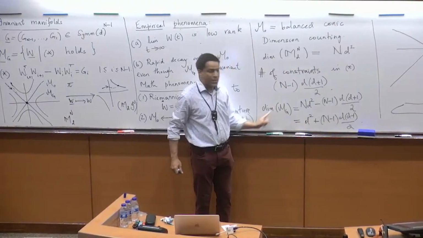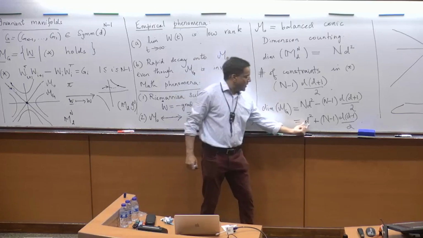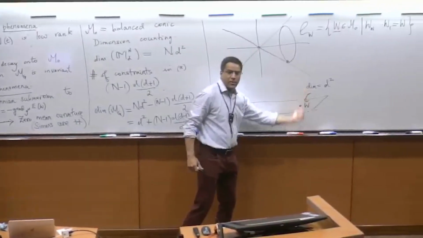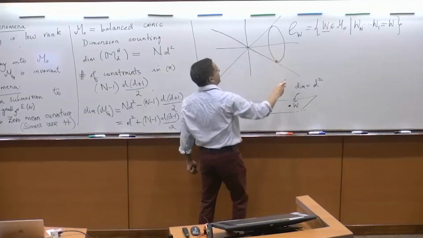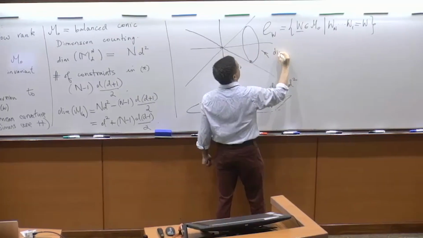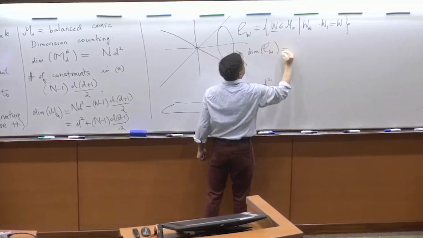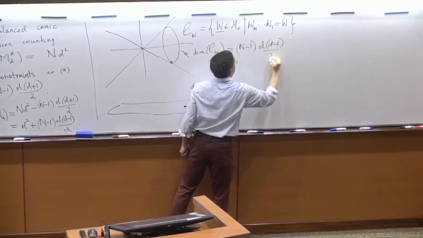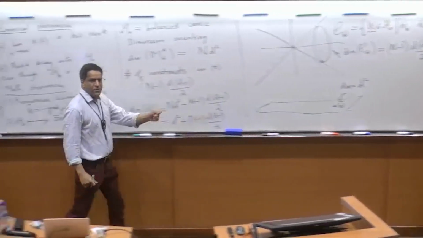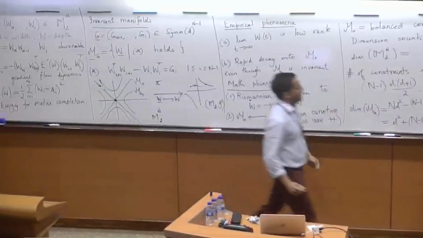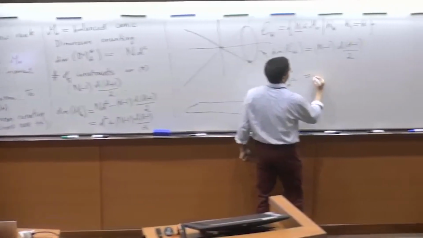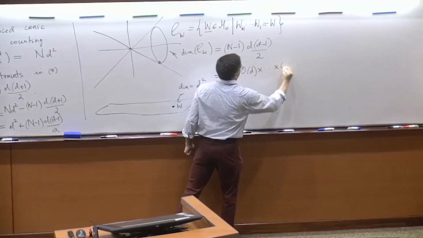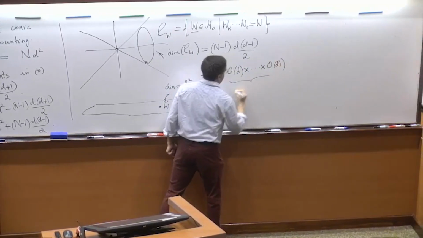Okay? So I'm trying to understand the dimension of the balanced cone. And so I've got d squared plus these guys. The d squared corresponds to fixing a slice, fixing what's going on downstairs. And as for this, the dimension of C_W is now going to be n minus 1 times d times d minus 1 over 2. And the reason you get that is it's the dimension of the orthogonal group, n minus 1 times.